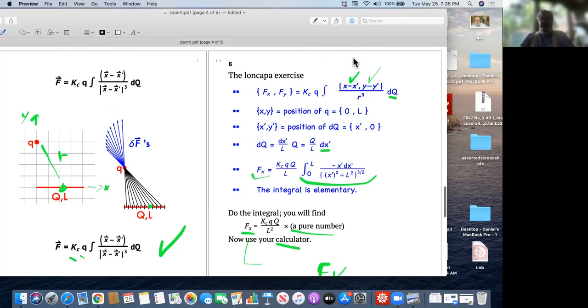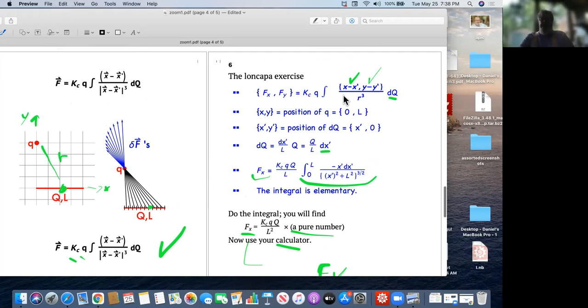So the reason they're not equal is because the integrals aren't the same. The integral for Fx is minus x prime over r cubed. The integral for Fy is L divided by r cubed, because the y component here, y is L, y prime is 0. So the numerator here is L in one case. It's minus x prime in the case that I did.